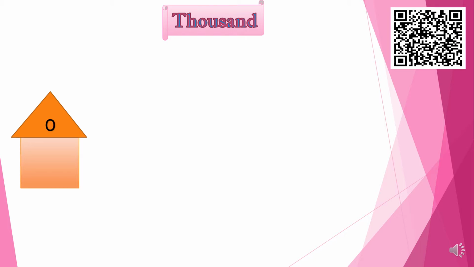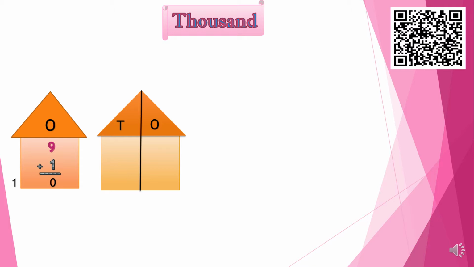We can put 0, 1, 2, 3, 4, 5, 6, 7, 8, and 9. So the greatest number I can put inside this house is 9. If I add 1 to this 9, after 9 comes 10. Uh-oh, we have two digits here. So this number, which is number 10, can't enter this house. So we need a bigger one.